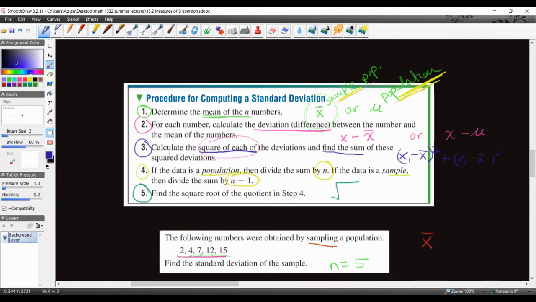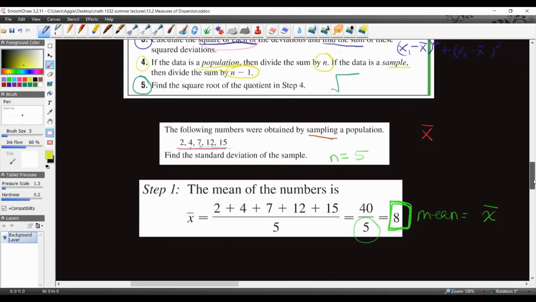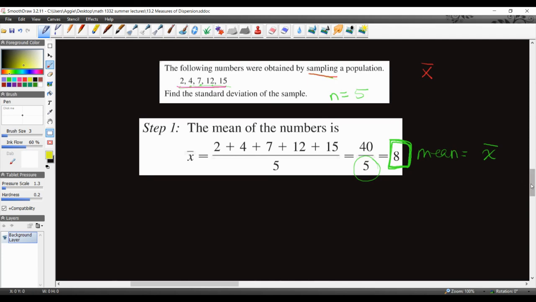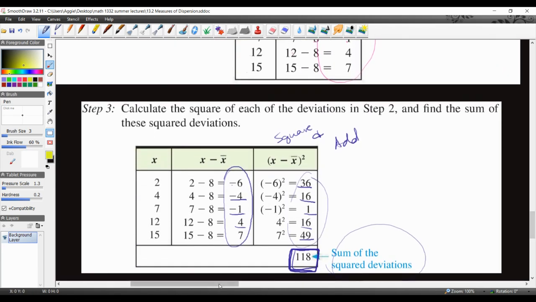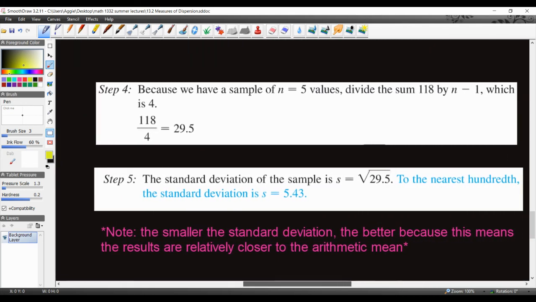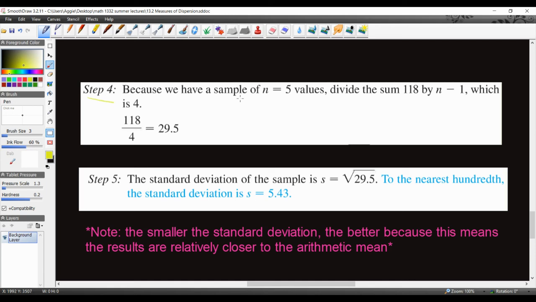Step number 4 is to see if the data is a population, divide by n. If it's a sample, divide by n minus 1. In this one, it was a sample, so we're going to have to divide by n minus 1. Because we have a sample of n equals 5 terms, remember there were 5 numbers, we do 5 minus 1, there's my n minus 1, which is 4. That 118 that I got, we divide it by 4, and that gives me an answer of 29.5.